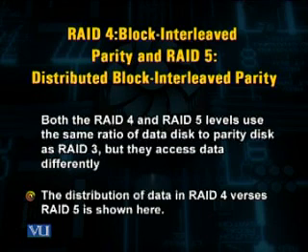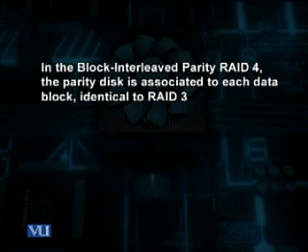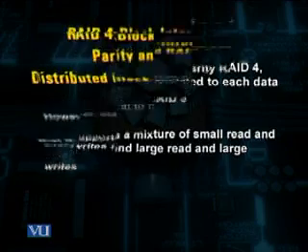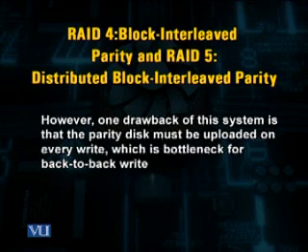RAID 4, which is basically the block-interleaved parity RAID, is one where the parity is associated with each data block, just identical to RAID 3. So it supports a mixture of small reads and small writes and large reads and large writes. However, one drawback of this system is that the parity disk must be updated every time, and this particularly gives rise to a bottleneck for back-to-back writes.